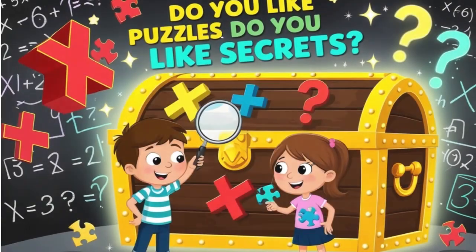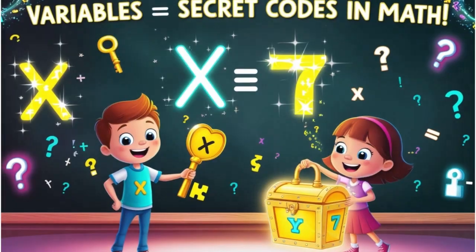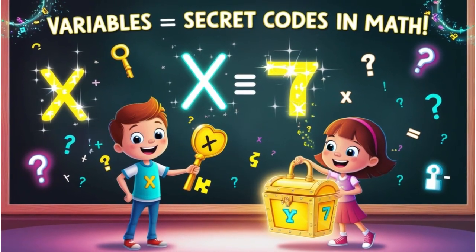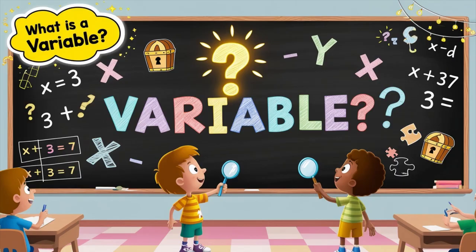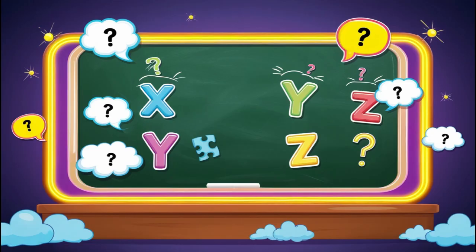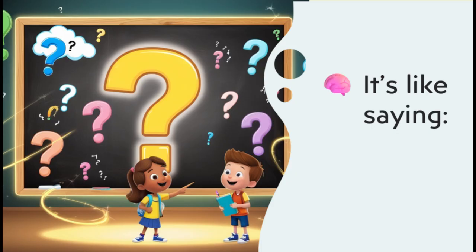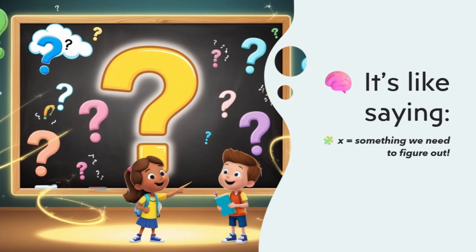Do you like puzzles? Do you like secrets? Well, guess what? Variables are like secret codes in math. What is a variable? A variable is just a letter that stands for a number. We don't always know the number right away. So we use a letter like X, Y, or Z until we solve it. It's like saying X equals something we need to figure out.